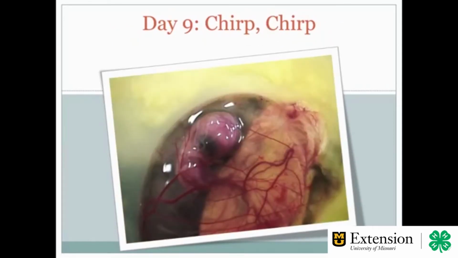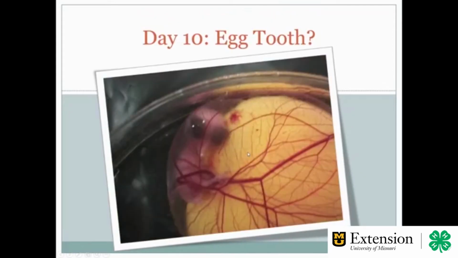Day 9, the mouth opening appears. When that beak forms, it's formed as one section, and then at day 9 we start to see the separation of the beak, the top and the bottom. Again, here's the eye, wing, leg, and that yolk. On day 10, the beak starts to harden, and we can start seeing the egg tooth. Right here, this little white speck at the end of the beak is the egg tooth. Here's our beak, and here are our little legs.